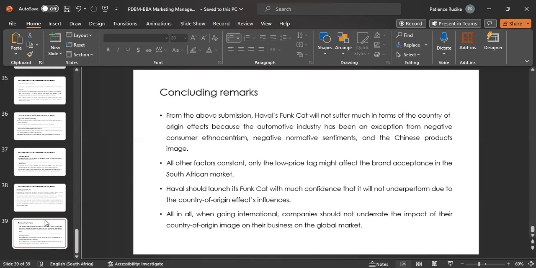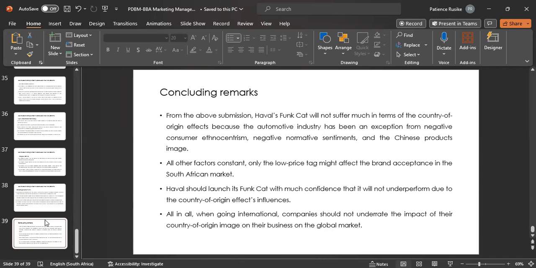So Avao should launch its brand with much confidence that it will not underperform due to country of origin effects. So all in all, when going international, companies should not underrate the impact of their country of origin image on their business in the global market. So that's the end of our assignment.